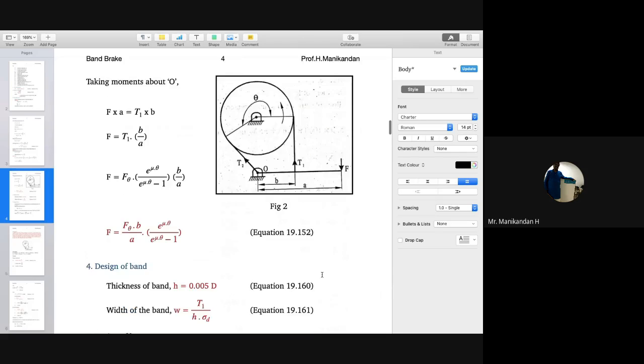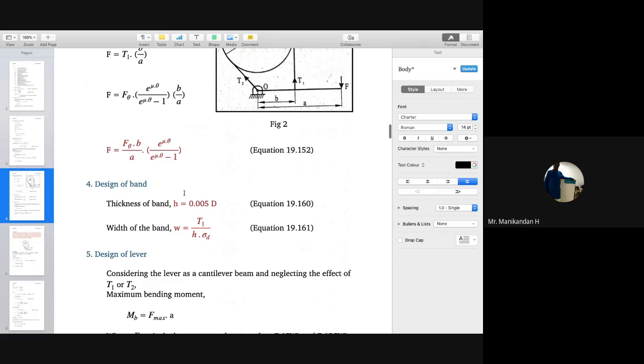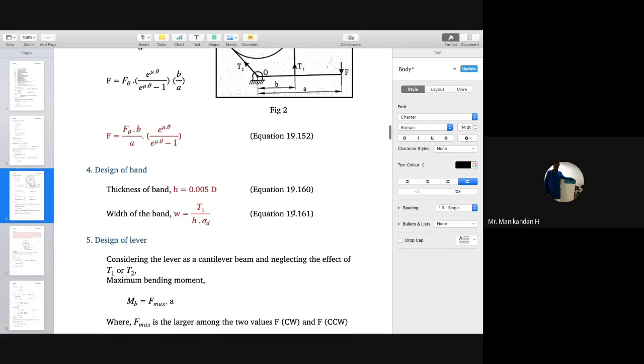Now we will go for the design of band. Thickness of the band is usually taken empirically. It is equal to 0.005 into diameter of the drum, and width of the band W is equal to T1 divided by H into sigma D. These two equations are stated as 19.160, 19.161 in the data book.